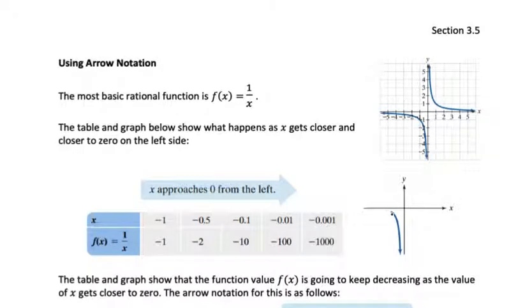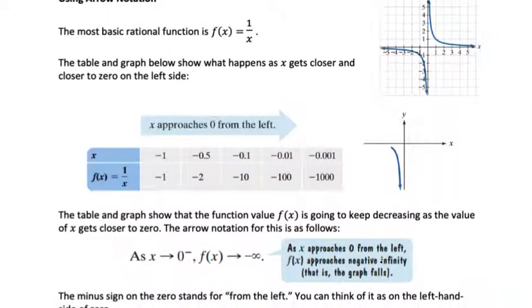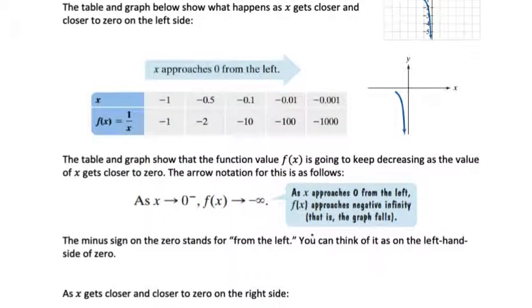the left side. So on the left-hand side of 0, which is at the y-axis, what our graph is doing is our y values are getting to be larger and larger negative numbers, or the graph has a downward pointing arrow there. And so the arrow notation for this looks like this. As x approaches 0 from the left.